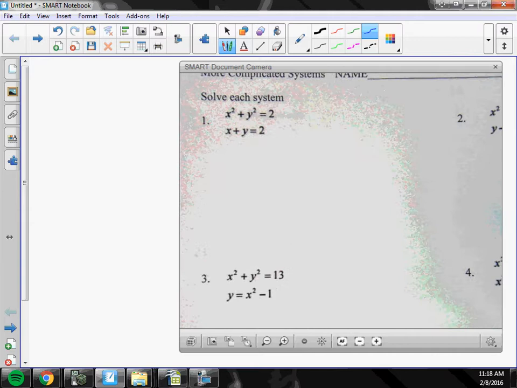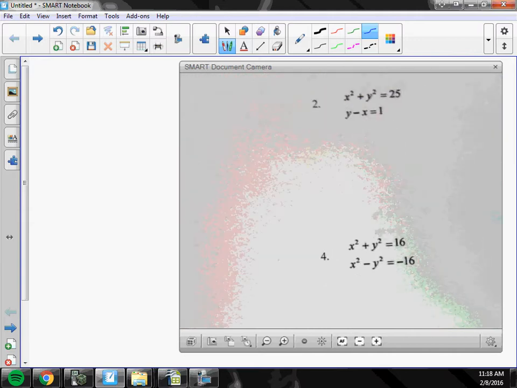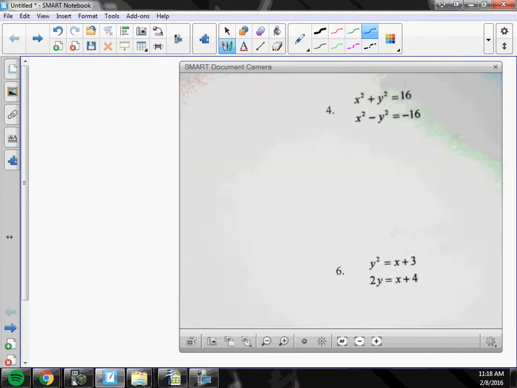Okay, look at number 4. What should we do for number 4? Elimination. So I'm just going to add straight up and down. 2x squared, y's cancel, equals 0. What is the only root for that? 0. The only number you can square and then times by 2 and get 0 is 0.